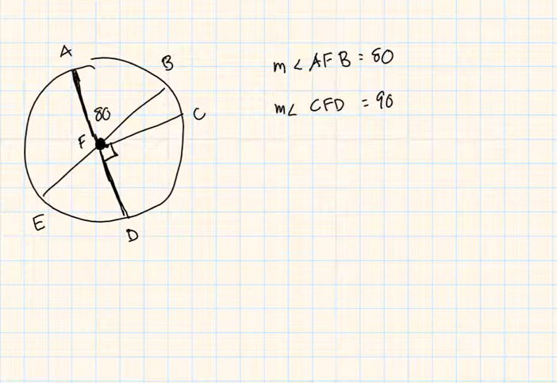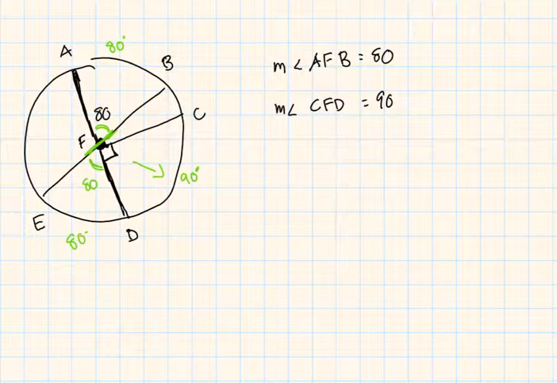So I want to start filling in what I know. I do know that these 2 angles right here are vertical angles. They're intersections by 2 straight lines, so this is also going to be 80 degrees. And since they're central angles, their corresponding arcs are also going to be 80 degrees. So that's fairly simple to fill in. Arc CD is going to be 90 degrees as well.